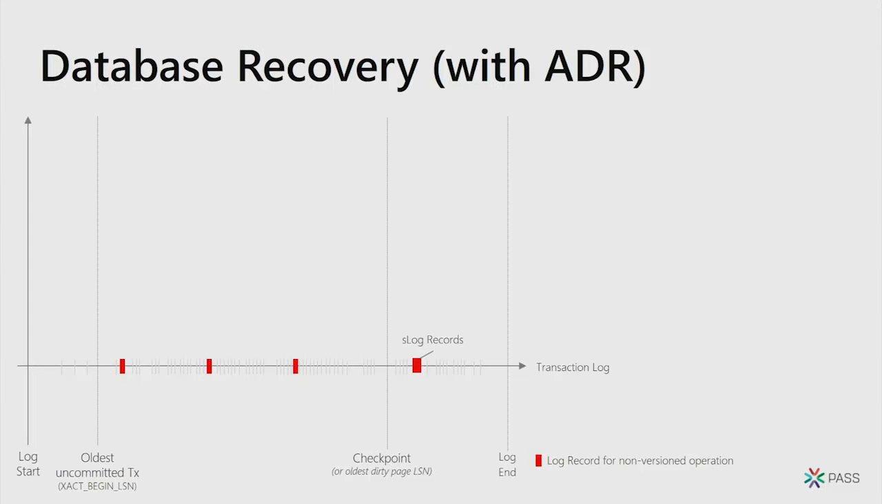Okay. So let's talk about how all this fits together. So here's my same diagram of the log, but this time you'll see there's some red things in there. Those are your SLog records. So those are those records that are not in the PVS or the row version store.